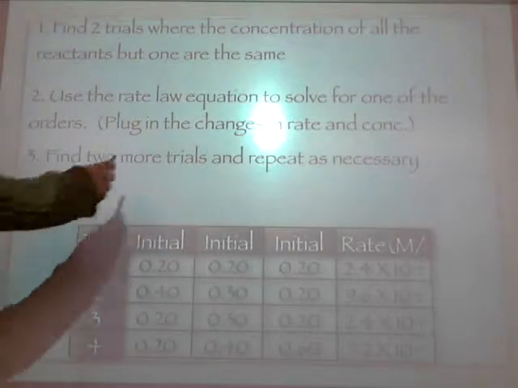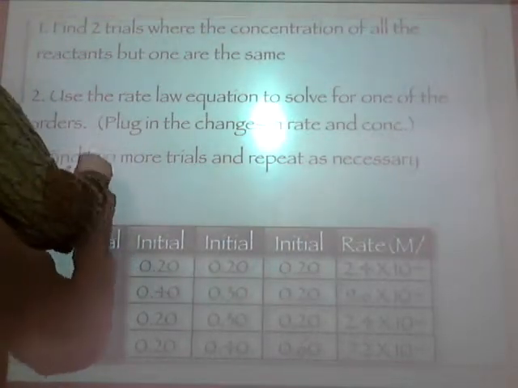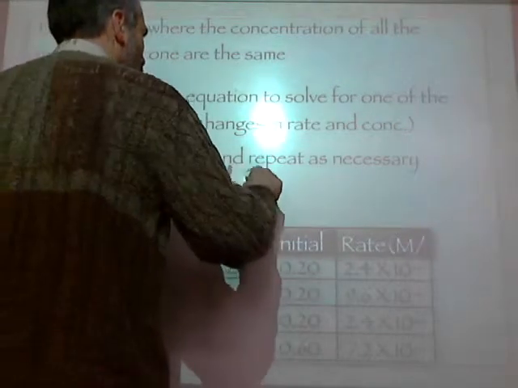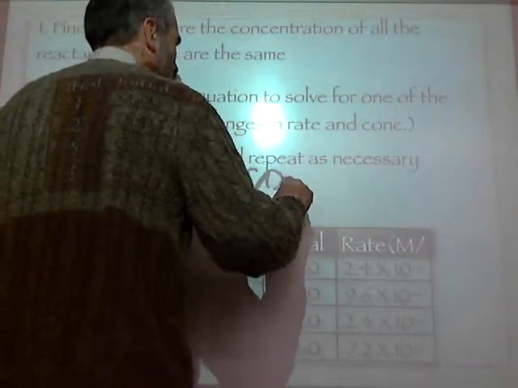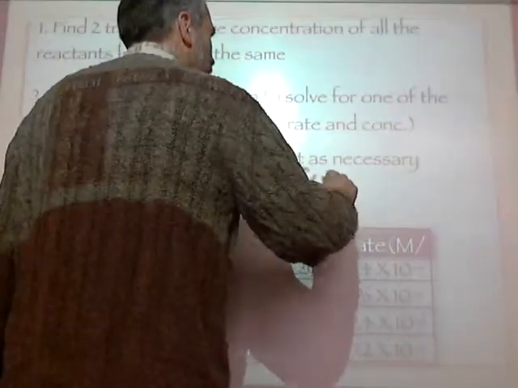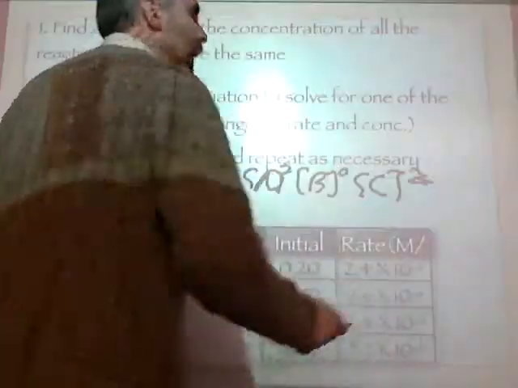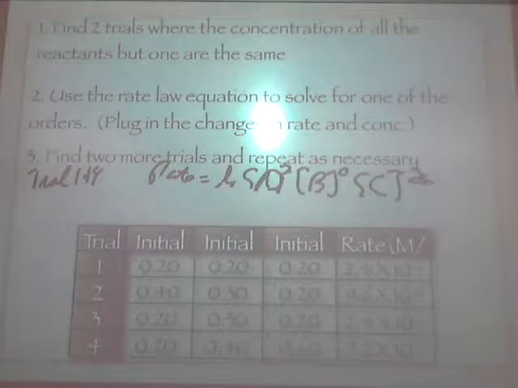All right. We, again, take trials 1 and 4, you said, and then we write the rate law expression. Rate equals K, A, we now know, is to the second power. B, we now know, is to the 0. C is to my Z power. I don't know what it is yet, but I'll find it out in a minute.